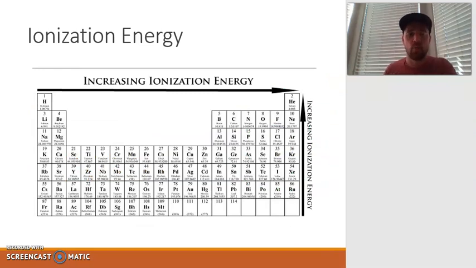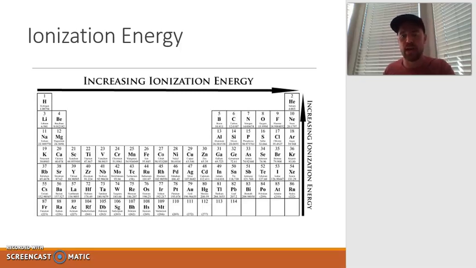Here's the trend. We notice ionization energy increases as you go from left to right. Why is that? Because effective nuclear charge increases from left to right. Elements on the right hold their electrons in tighter. Therefore, it requires more energy to remove them.